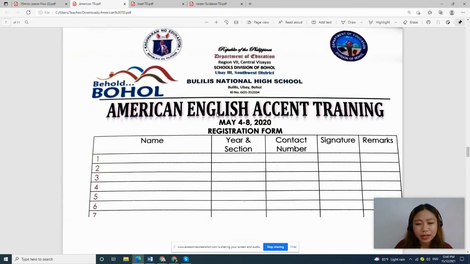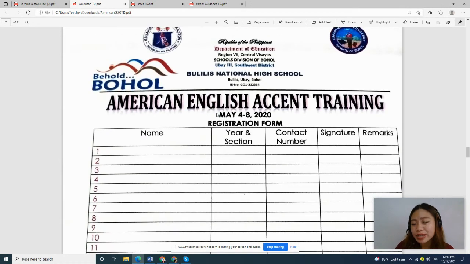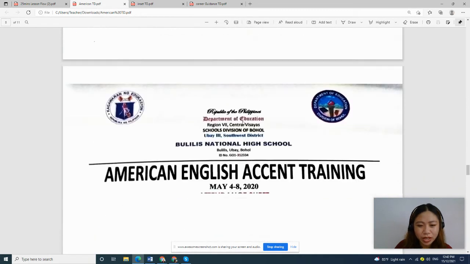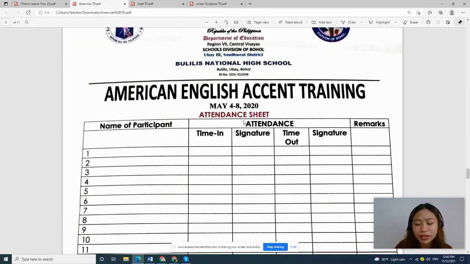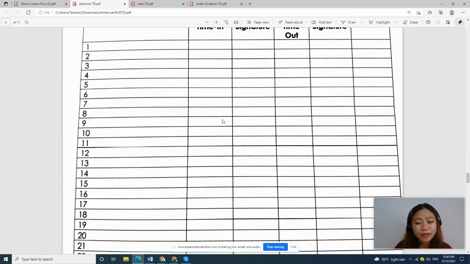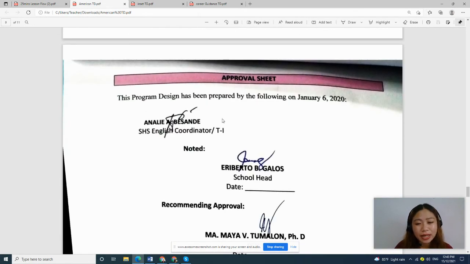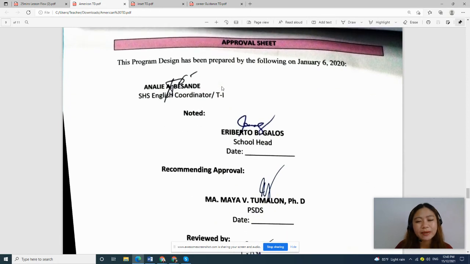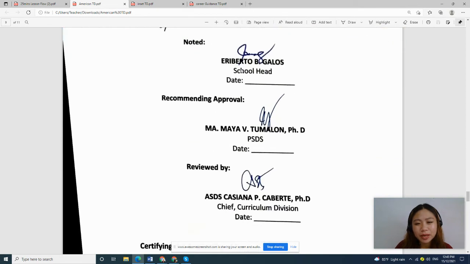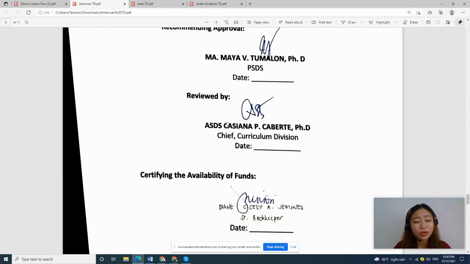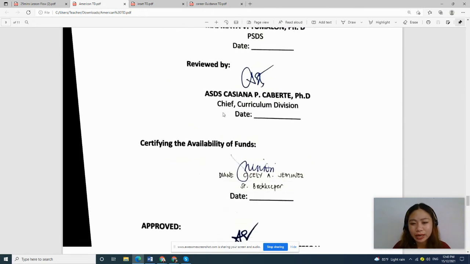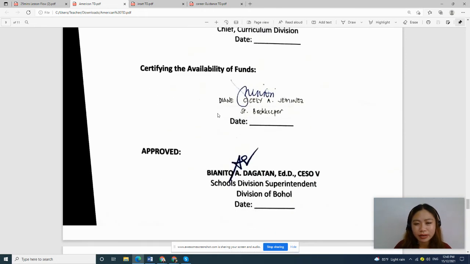Next attachment that you have to include will be the format of your registration form during the training. Next will be your attendance sheet, a sample of attendance that you have in your training. You have to include that one in your training design as an attachment. Next will be the approval sheet. The approval sheet will look like this one. It must be approved. Mine was already approved by our superintendent, so it would look like this.